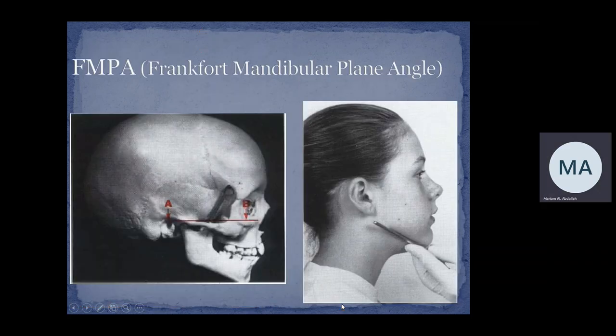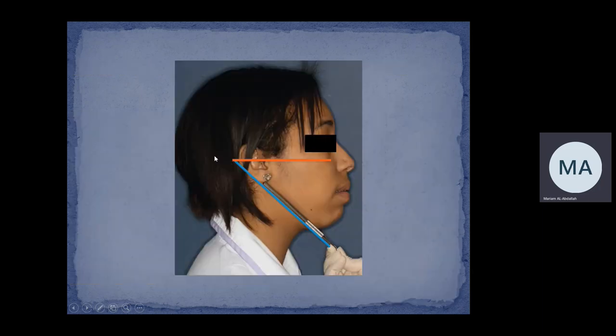The other way to assess the skeletal pattern in the vertical dimension, as we said, is to look for angular assessment. And here we look at the Frankfurt mandibular plane angle. Frankfurt plane, as we said, connects a point that represents the lower border of the orbit and the upper part of the tragus, and then a line that represents the lower border of the mandible. If we extend both lines, on average, they should meet at the occiput. The occiput is the back of the head here.